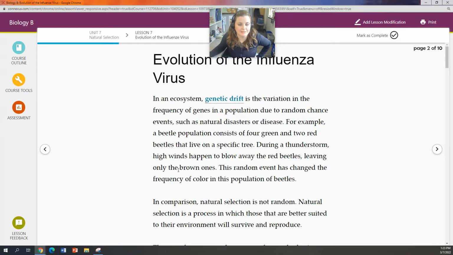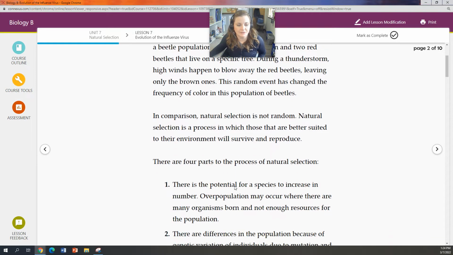But regardless, the concept is sound. It's very much correct. So a thunderstorm comes into the area and blows the red ones away, leaving just the brown ones behind. There's going to be a change in the coloration of beetles. There's no more red beetles. So over the next generation and subsequent generations, there won't be any more red beetles. Is it because red represented a color that was a disadvantage? No, there is nothing wrong with being a red beetle. The winds just so happen to pick those beetles up and carry them away. So that's random chance.